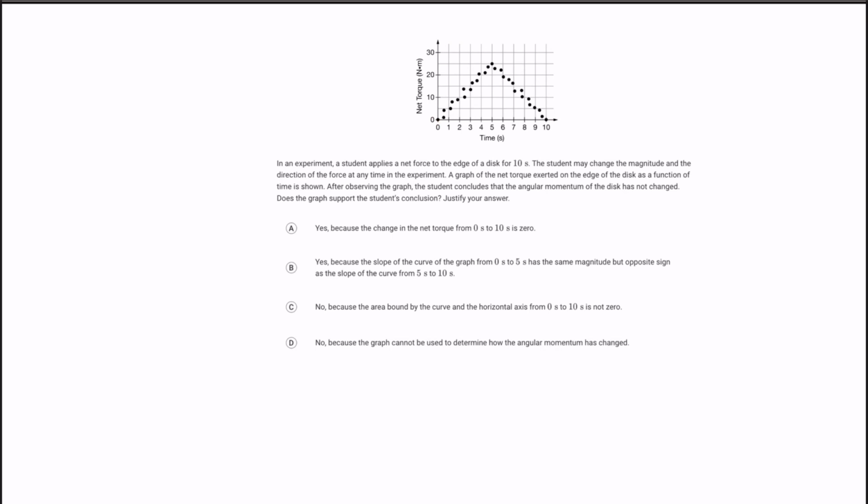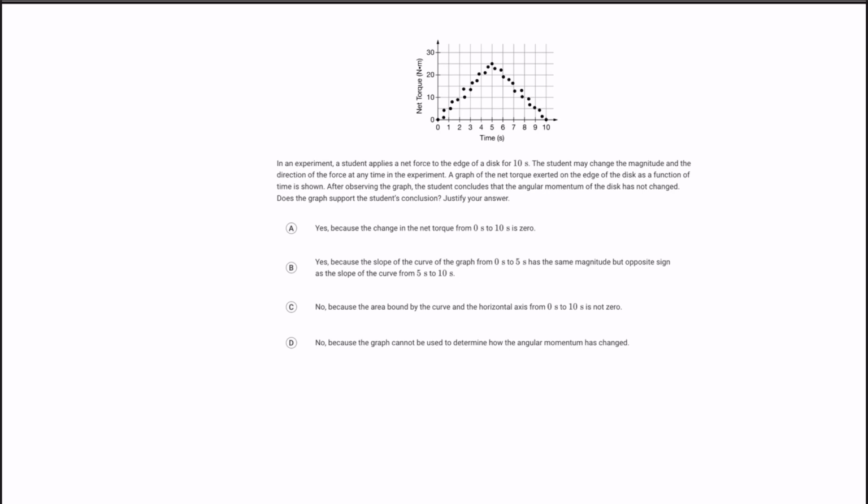So in this problem, we have a graph of torque plotted against time. And like I've probably already said, anytime we have a torque versus time or force versus time graph, we know we're dealing with impulse, in other words, change in momentum. So in this experiment, a student applies a net force to the edge of a disk for 10 seconds. The student may change the magnitude and the direction of the force at any time in the experiment. A graph of the net torque exerted on the edge of the disk as a function of time is shown. After observing the graph, the student concludes that the angular momentum of the disk has not changed. Does the graph support the student's conclusion?